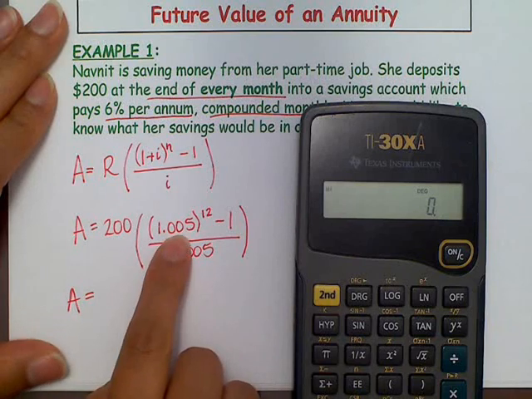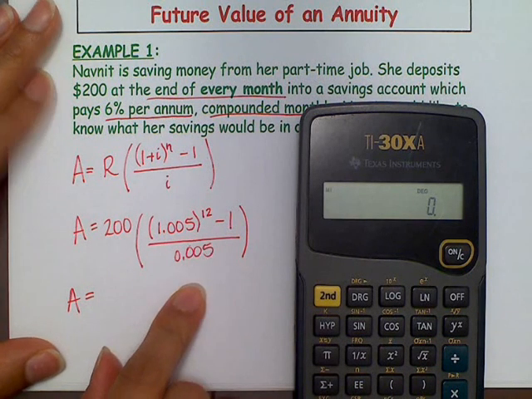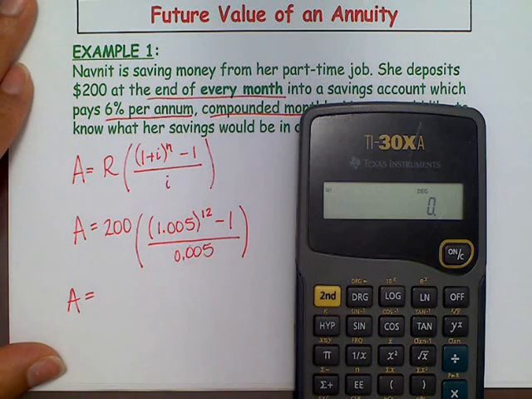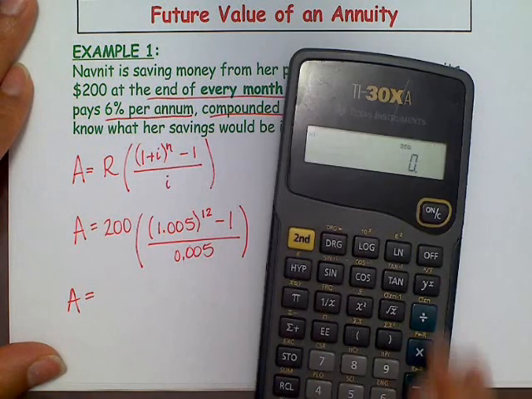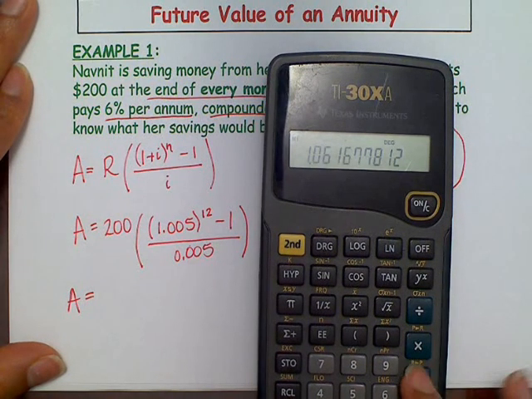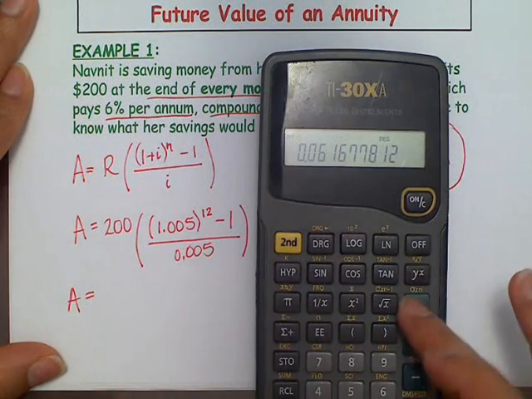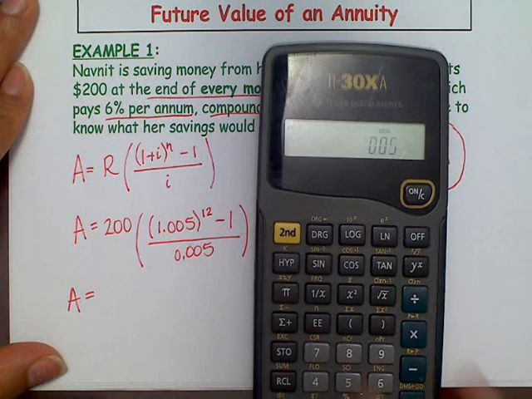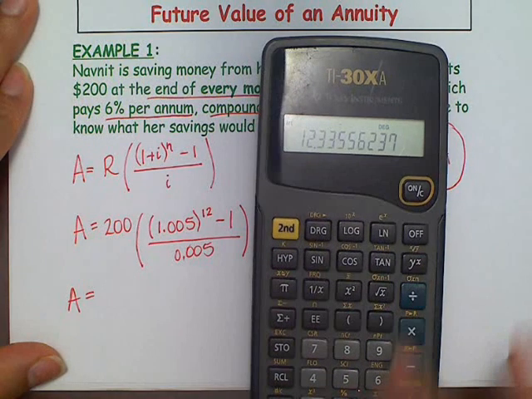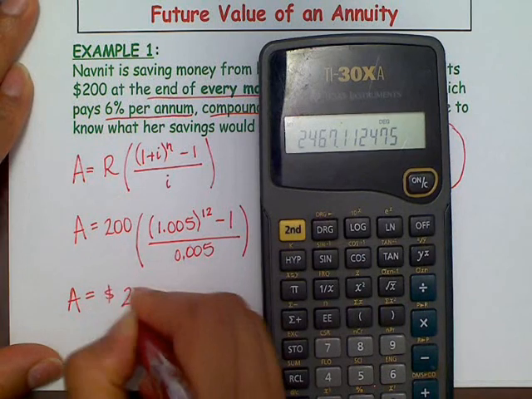Here we go. So now we can calculate this, and I'll start by doing the exponent part first. I'm going to simplify the numerator part and then divide by the denominator and then multiply by 200. So I'm basically going to use the order of operations that I see there. So 1.005 to the exponent 12 minus 1. So that's the numerator all done. I'm going to divide it by the denominator and then finally multiply it by 200.